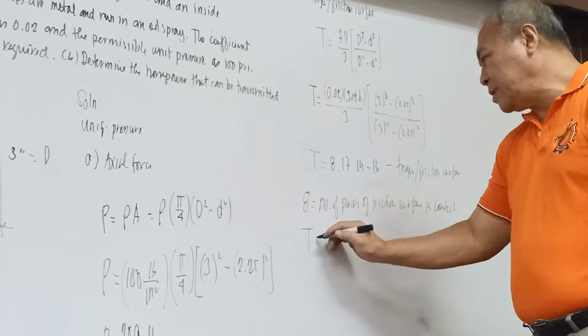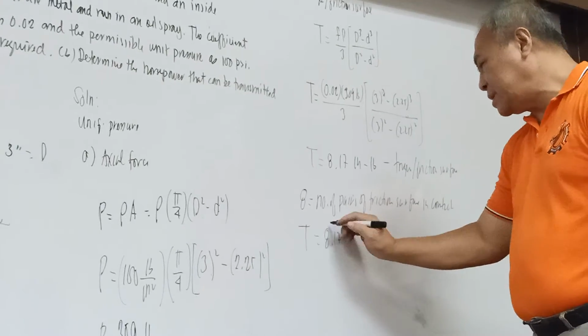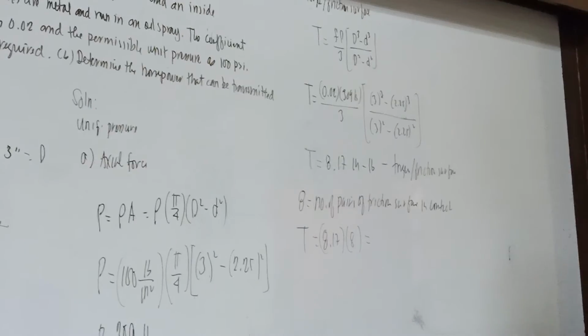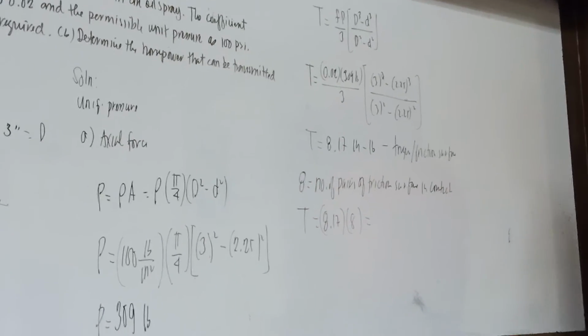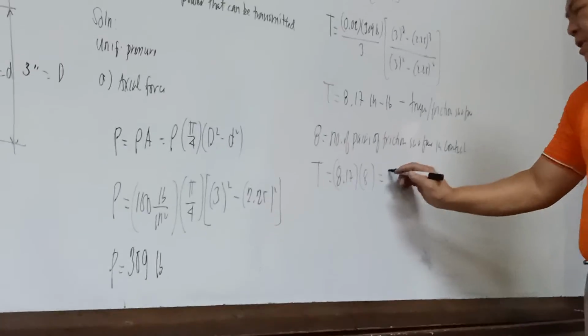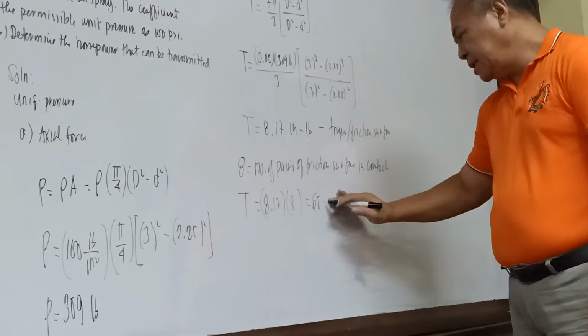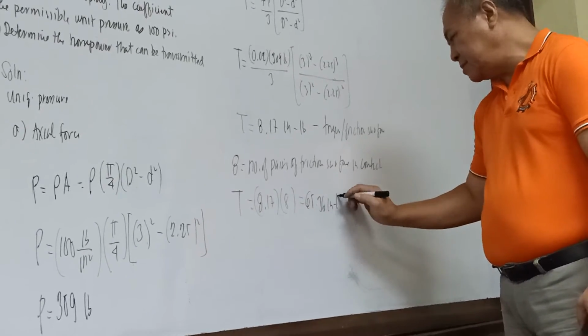Therefore, the torque will be equivalent to 8.17 multiplied by 8. What is our torque? 65.36 inch-pounds that we have.